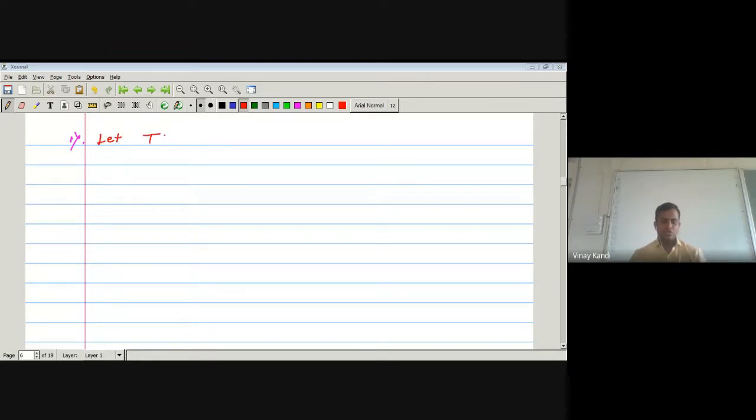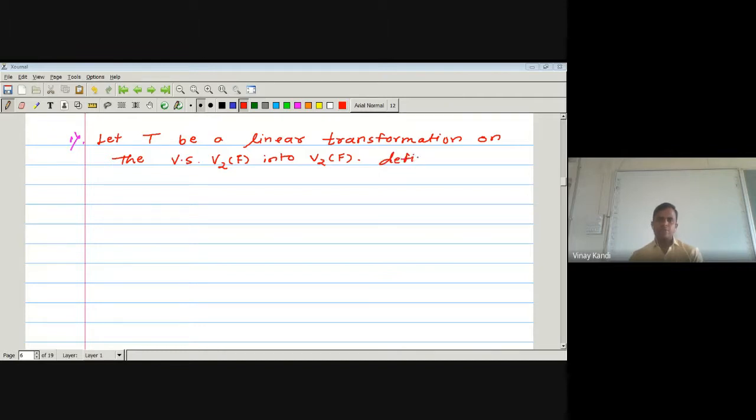Let capital T be a linear transformation on the vector space V2 over F. That is R2, or R2 over any field, T from V2 over F into V2 over F, defined by T of (x1, x2) equals (x1, 0) for all x1 and x2 belonging to V2 over F, ordered tuple.